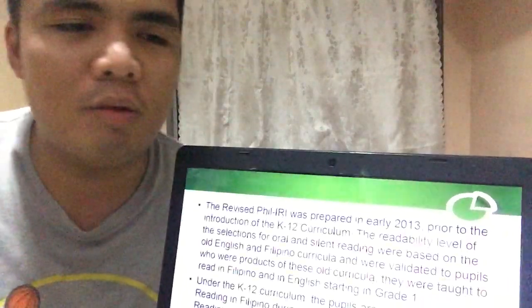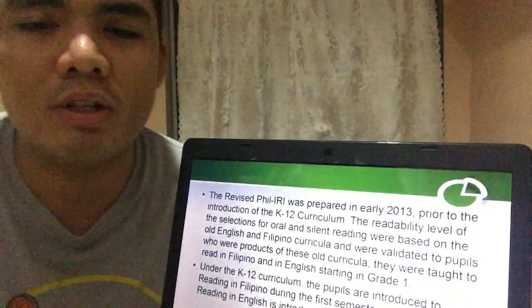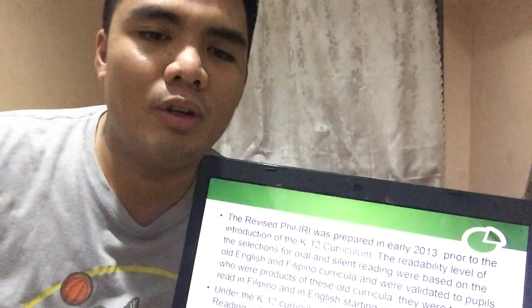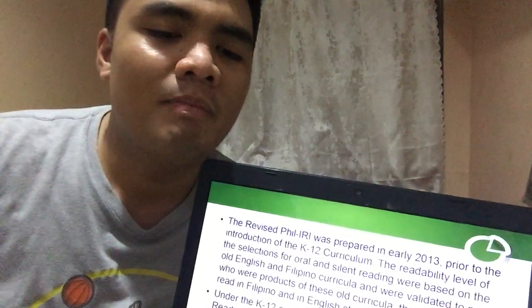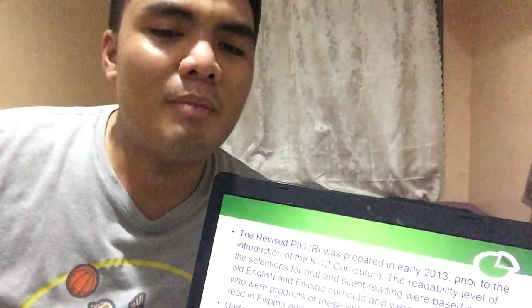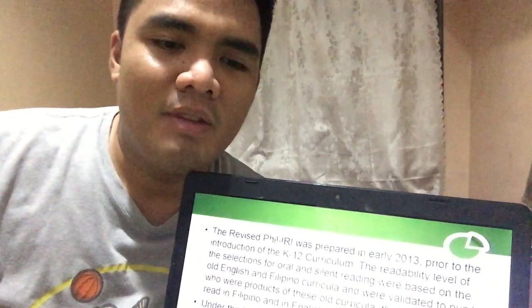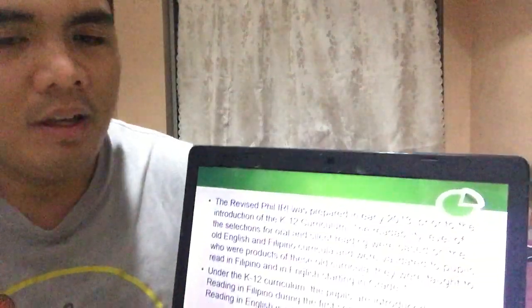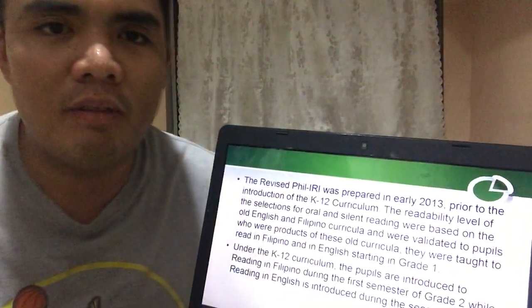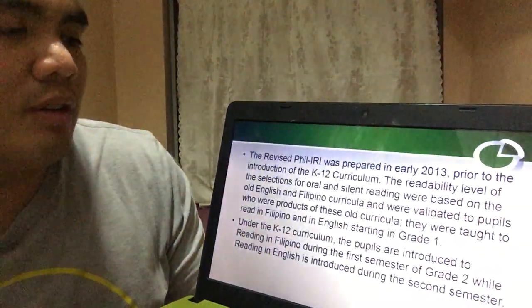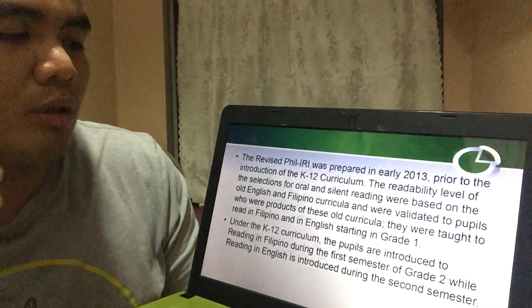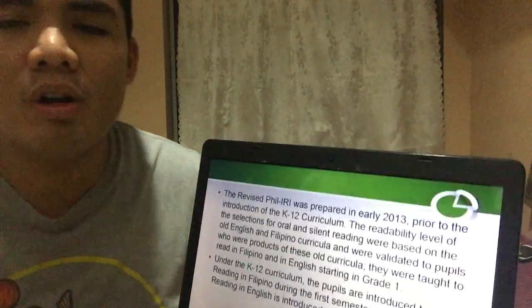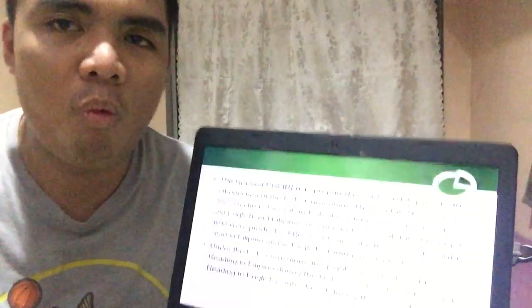For the Filipino test, they would usually present it during grade 1. Remember that we are in the K-12 curriculum, where the first priority is the MTB-MLE, wherein they are prioritizing the native language. It is said there that they were taught to read in Filipino and in English all starting in grade 1.